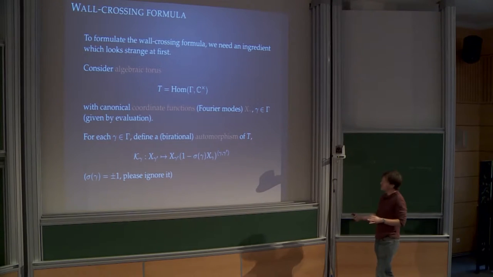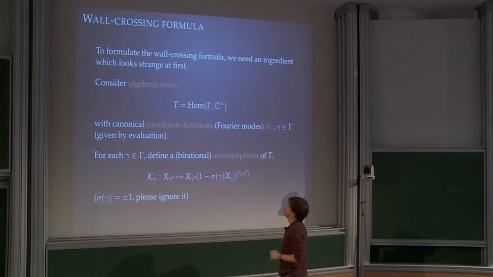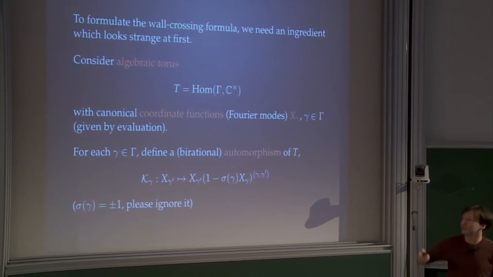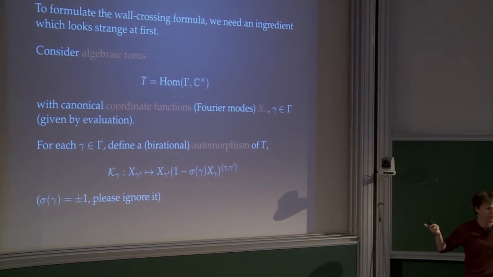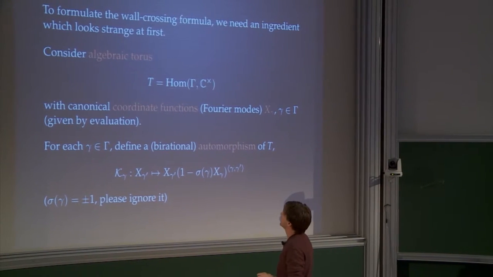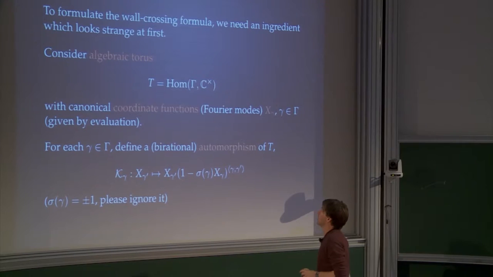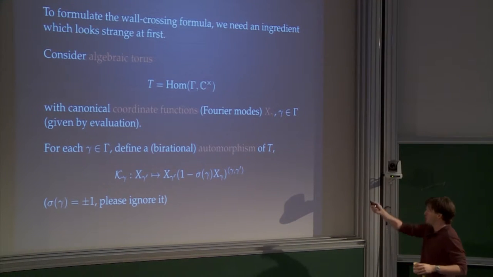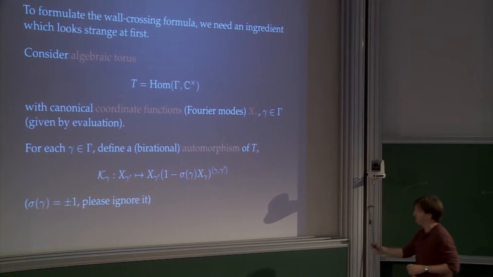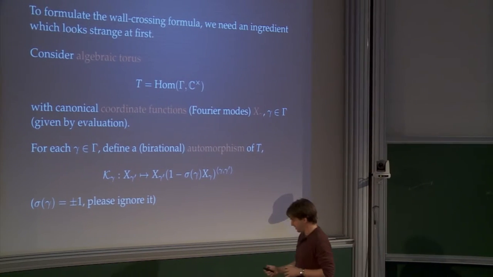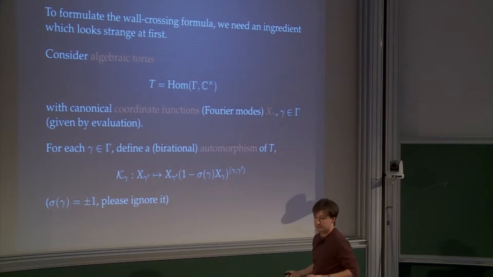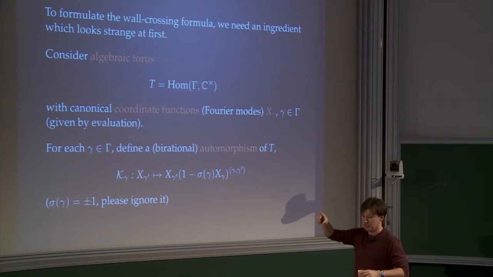To formulate this formula, you need an ingredient which at first looks kind of strange. So far I've been talking about quadratic differentials, and now we're going to introduce something which at first seems to have nothing to do with the quadratic differentials. Let's consider just a torus. This is just C star to the n, but I'll write it as the Hom from the lattice gamma into C star. Yeah, what is your gamma here? I'm sorry. Oh, gamma was this lattice. It was the first homology of the spectral curve.